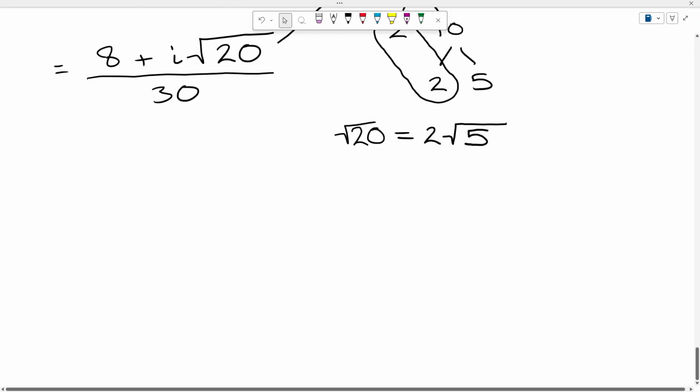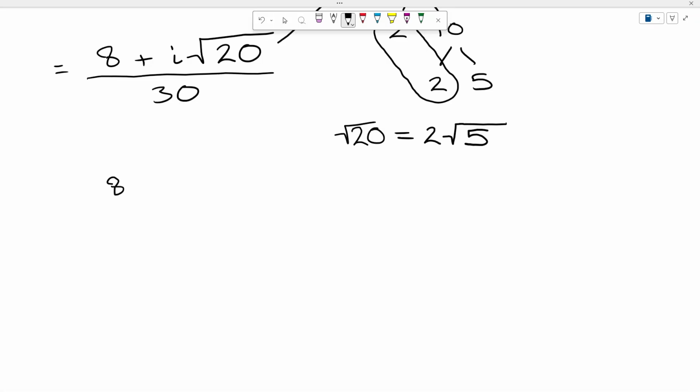So now we'll be at 8 plus, and now we're at 2i, don't forget the i is still there, 2i times the square root of 5 over 30. Okay? And now from here, it looks like we could simplify this down a little bit.